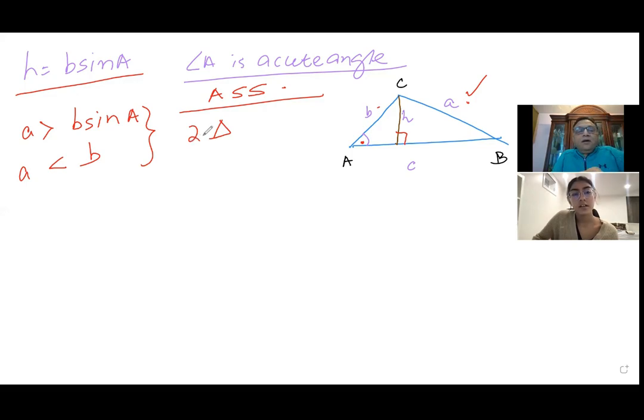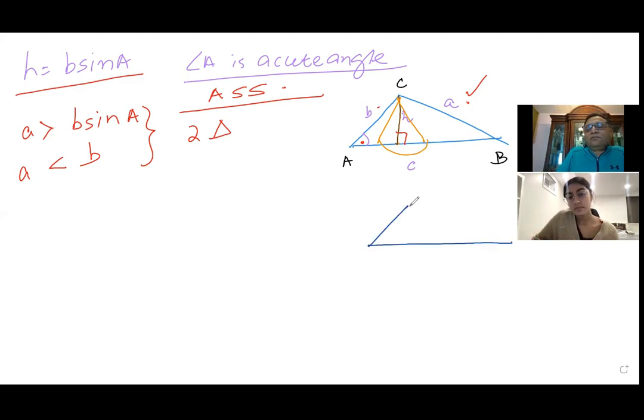Because if it is greater than b sine a, and b sine a is the height, it will make a shape like this. Do you understand? Okay, I get it. So if our A value is greater than the height but also less than B, that's the only way that we can get two triangles.